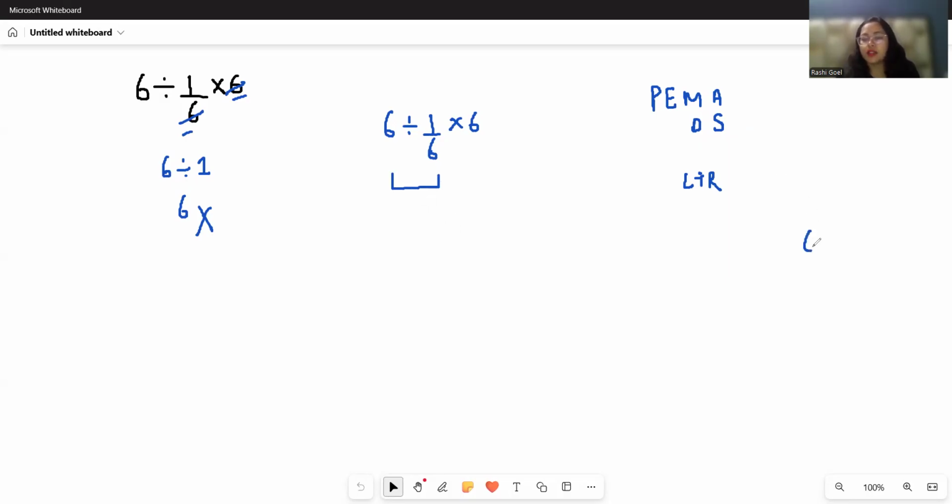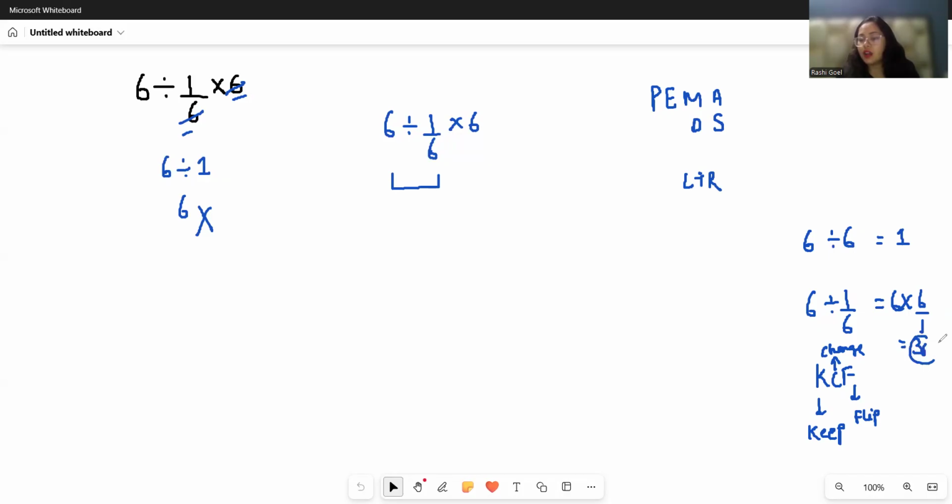So the question arises: is 6 divided by 6 or 6 divided by 1 by 6 the same thing or a different thing? Yes, it's a different thing. This gives us 1 and this gives us, you have to follow the KCF rule here. That means K stands for keep, C stands for change, and F stands for flip. That means keep the left hand, change the symbol and flip the right hand. So it becomes 36. See, there are two different answers. This gives us 1 and this gives us 36.